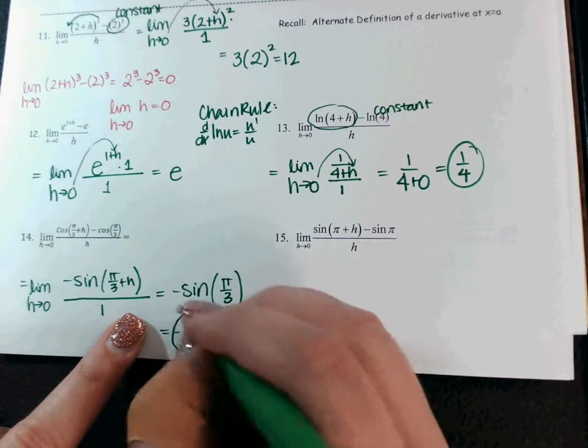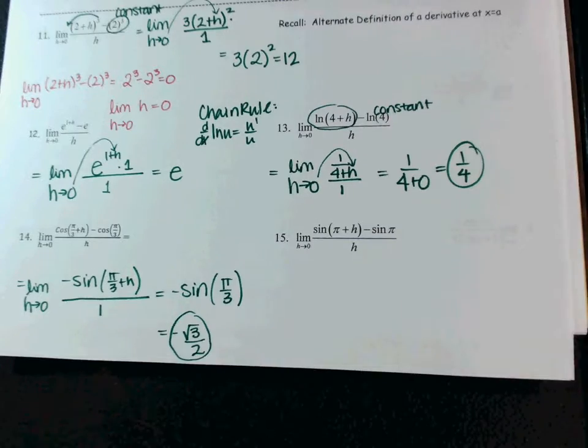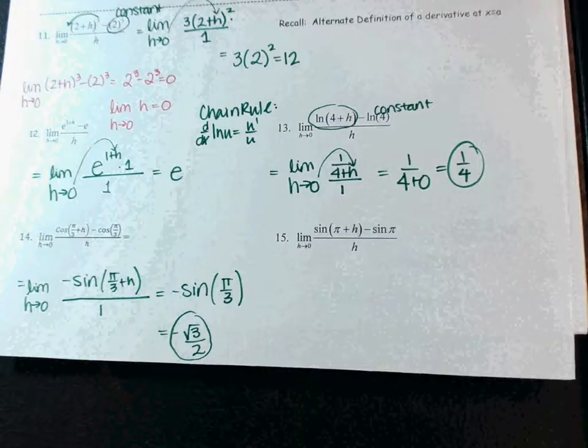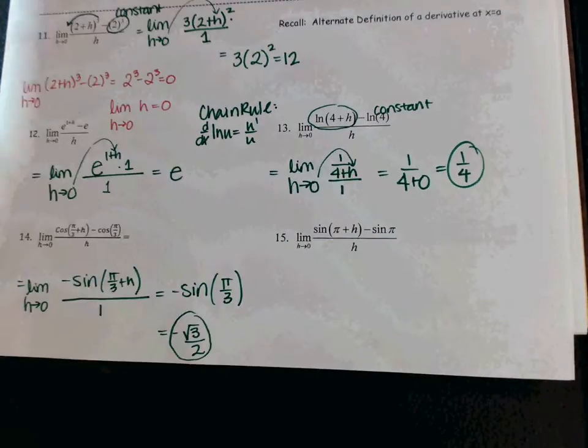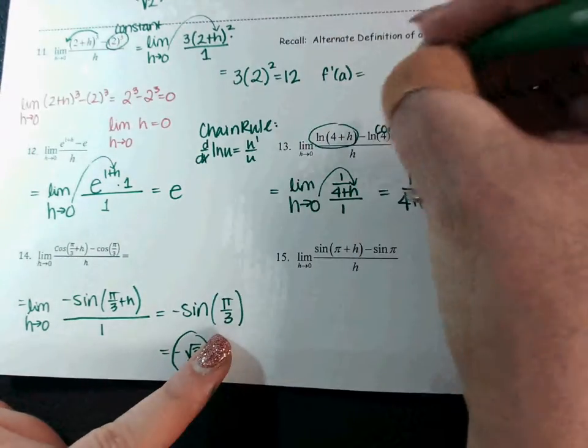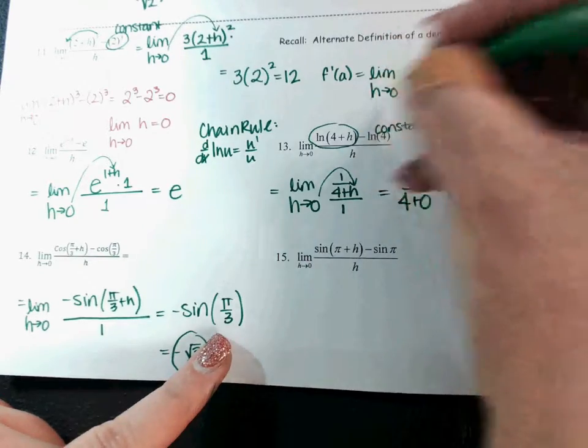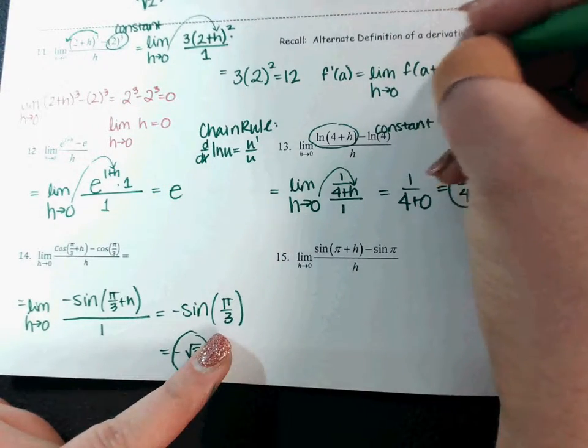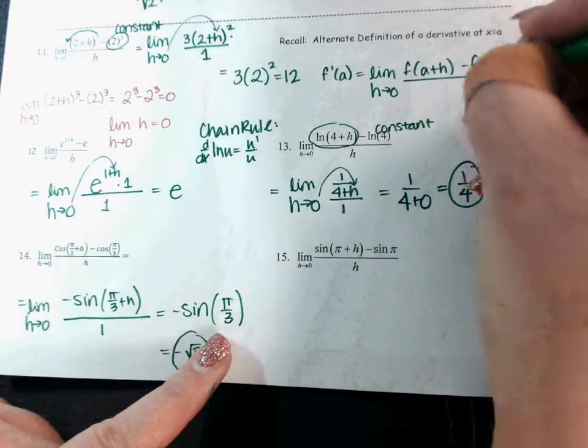Okay, I want you to look for the pattern. What did I do every single time? I took the derivative, then I plugged in the x value. Now, this one's a little bit tricky. Okay, this is a constant, so when I take the derivative it's 0. Okay, so here's the definition that we're doing over and over again without probably realizing it. F prime of a equals the limit as h approaches 0 of f of a plus h minus f of a over h.